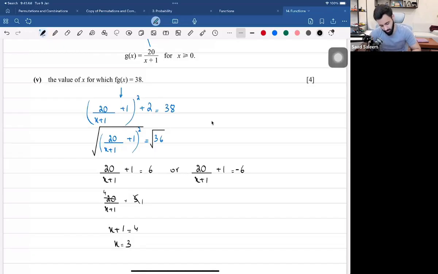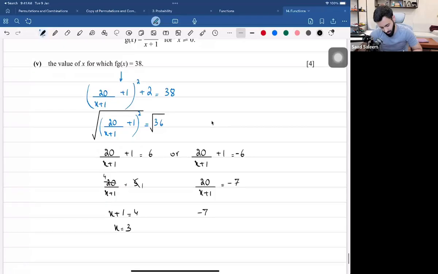Okay, so let's hold on to this answer. Let's see what's up here. So 20 over x plus 1 equals to minus 6 minus 1, which is minus 7. So we have minus 7x minus 7, which is equal to 20, which means minus 7x equals to 27, which means x is equals to minus 27 upon 7.